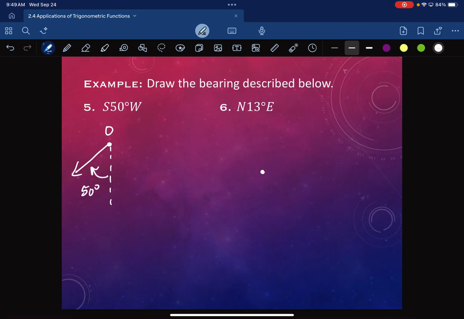The next one, here's my O. It says north, so I'm first going to draw in the direction north. And then it says east, which way am I going to go? Going to go right, so it's going to go this way. And not very far, because it actually says 13 degrees. So over here would be north 13 degrees east, and this is the picture that would result.